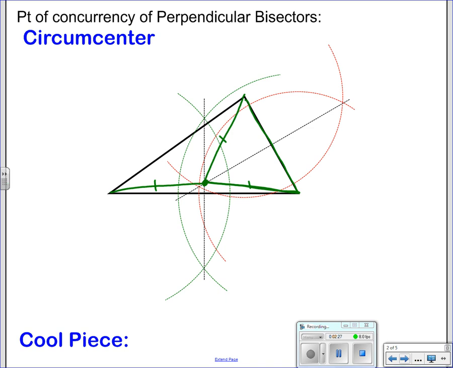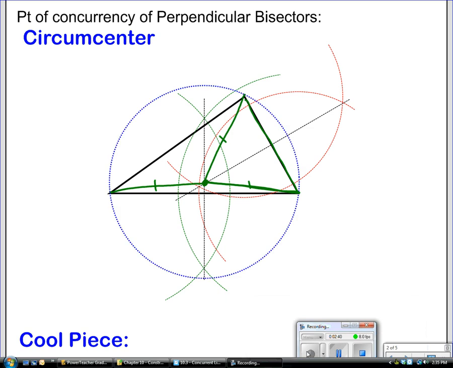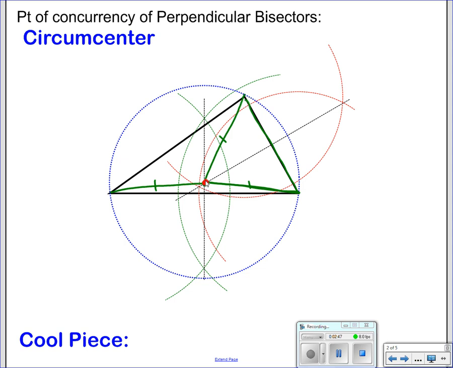The cool piece here is that we are allowed to then circumscribe a circle. So there is the circle, where the point that we found, the point of intersection of our perpendicular bisectors, is called the circumcenter. So the cool piece is we are able to circumscribe a circle. Okay.